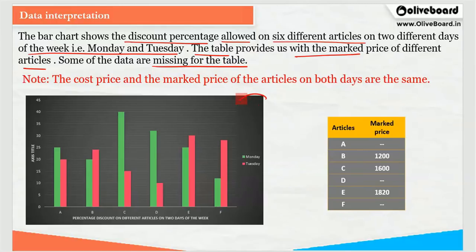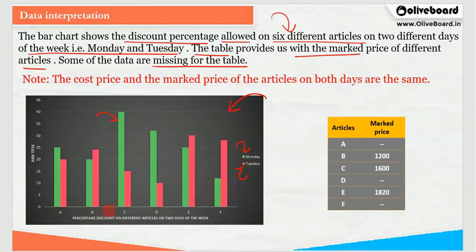Here we have a bar graph, and the bar graph is providing us the data related to 6 articles. The data is the percentage discount which is being allowed on those 6 articles on 2 different days of the week. The articles are A through F. If I ask you what is the total discount percentage allowed on article C on Monday, then you have to look at the green bar, because the green bar is representing the discount percentage on Monday and the pink bar is representing the discount percentage on Tuesday.